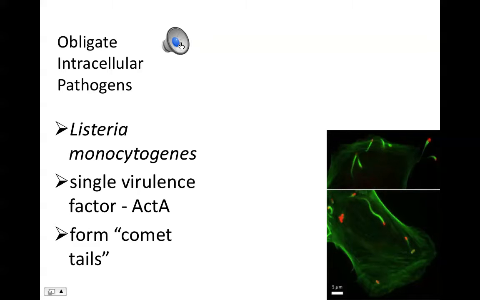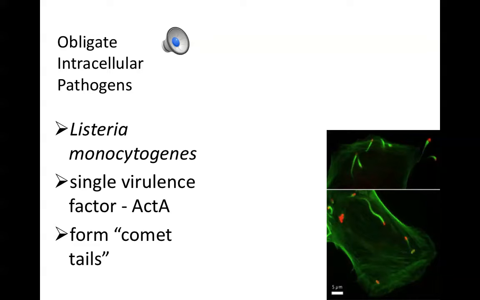An example of essentially a somatic or integral type of virulence factor would be seen in Listeria monocytogenes. Here we have an obligate intracellular pathogen, which means that this particular pathogen must gain entry into our cells to start infection. Listeria gains entry into our cells by passing through our cytoplasmic membranes.